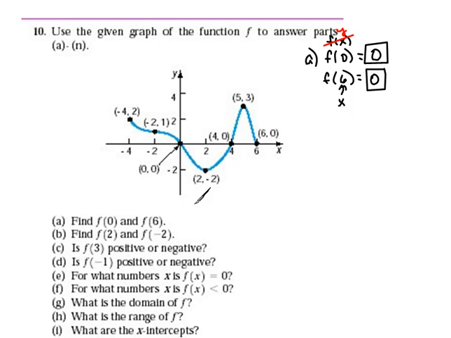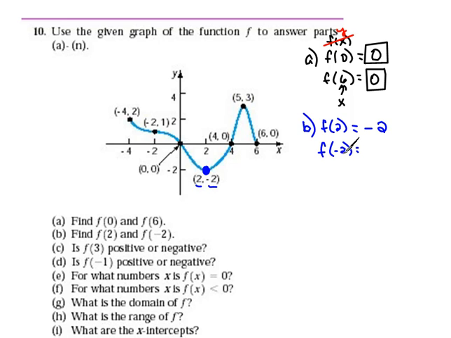Okay, let's try another one. Let's do part B. Part B says find the f of 2, and then also find the f of negative 2. So here again, they've given us an x value of 2. If we go over here to where x is 2, we're talking about this point right here on the curve. So where x is 2, y is negative 2.